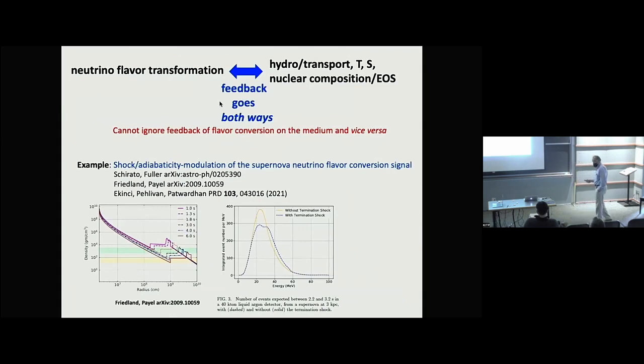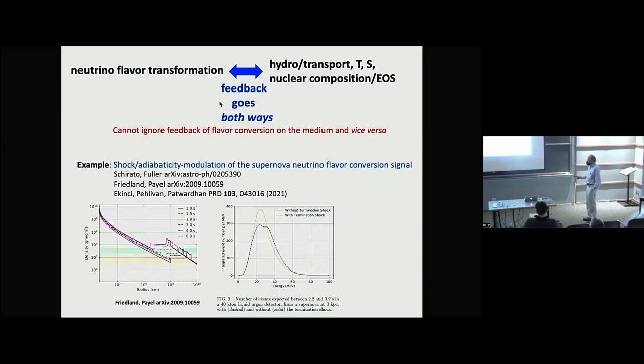So here's a takeaway. Neutrino flavor transformation feeds back on the hydrodynamics and transport, temperature, entropy, nuclear composition, equation of state, and vice versa. So you can't ignore feedback on flavor conversion in the medium, and you can't ignore the medium's feedback on flavor conversion.